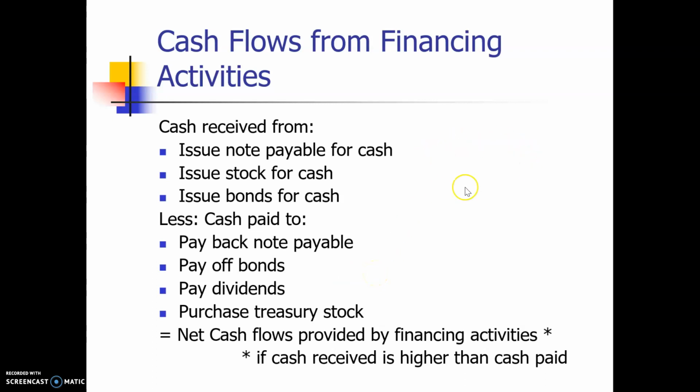And so again, we take the total cash received, subtract the cash payments. If we received more cash than we paid, this would be net cash flow provided by financing activities. If the cash we received was less than the cash paid, then that would be the net cash flow used for financing activities, right? This is a negative number.